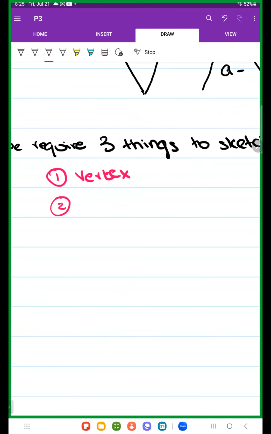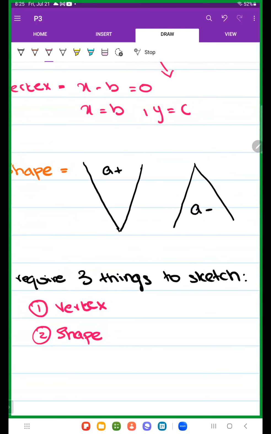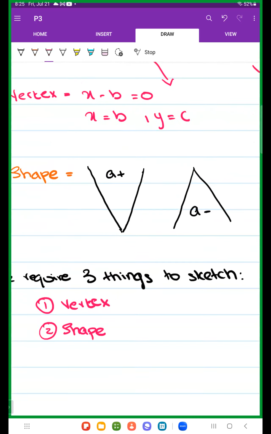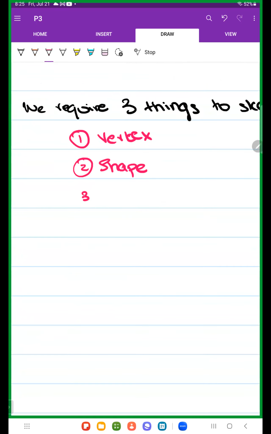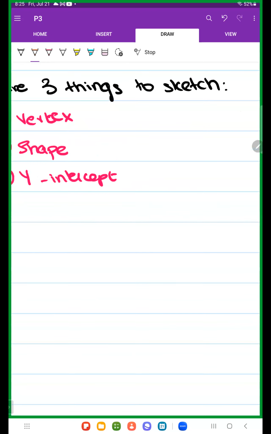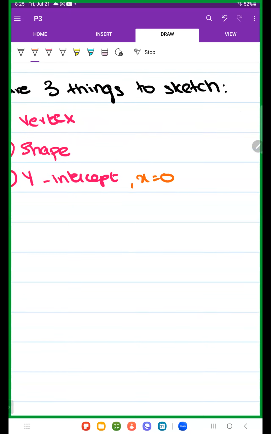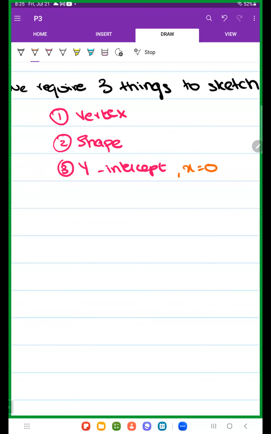Secondly, we need to know the shape. How do we know the shape? From the a value. If a is positive, this will be the shape. If a is negative, this will be the shape. Thirdly, we need to know the y-intercept. How do we know the y-intercept? Where the line crosses the y-axis. So you put in x as 0.